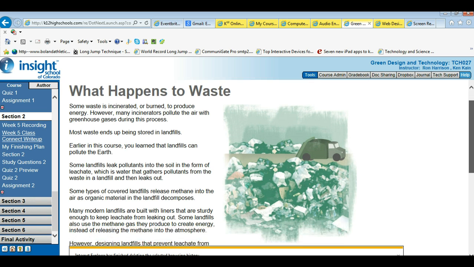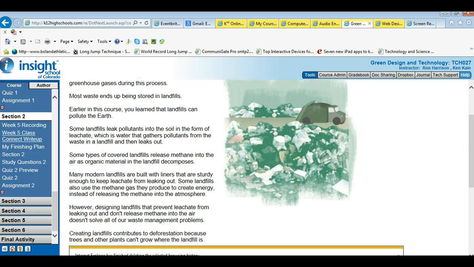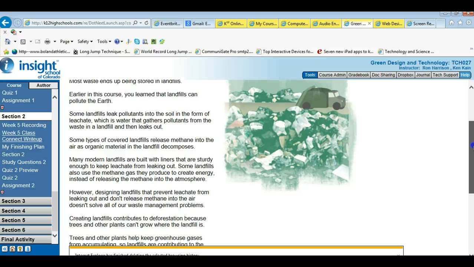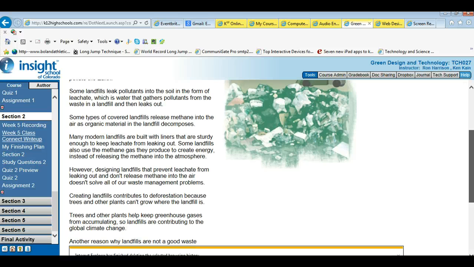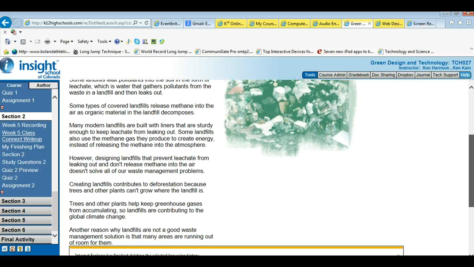What happens to waste? Well, most of it ends up getting put into landfills. Some of it gets recycled, things like that. But you need to read about this, where you talk about how landfills can leak pollutants into the soil, into our waterways, different things like that. But some current landfills, they use really thick, heavy plastic liners, even cement liners, so that it does not leak into the soil and the water eventually.